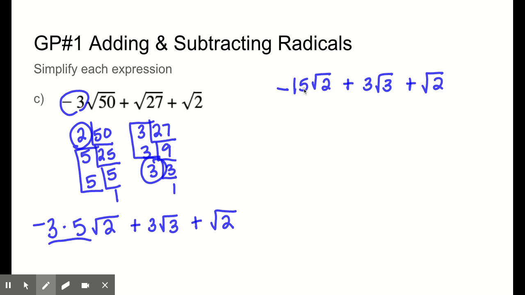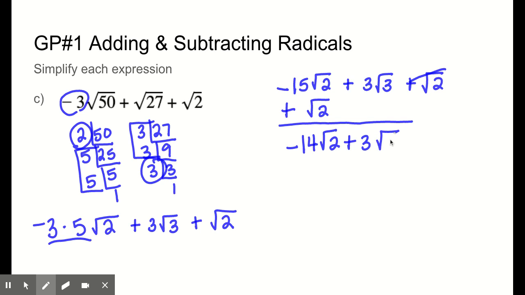So for the combining of like radicals, I'm going to combine the negative 15 radical 2 with the 1 radical 2. So I'm going to go ahead and stack that. So negative 15 plus 1 is going to give us negative 14 radical 2. And 3 radical 3 can't be combined with anything, so it remains just the same, giving us a final answer of negative 14 radical 2 plus 3 radical 3.